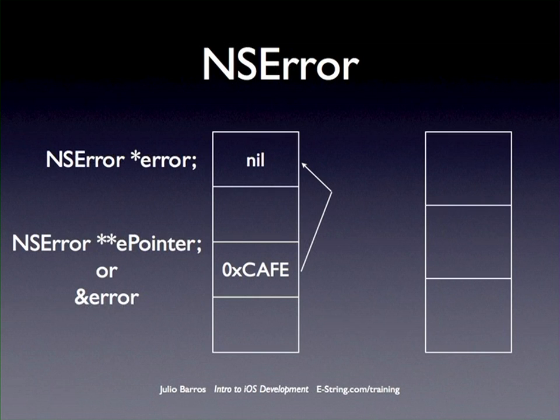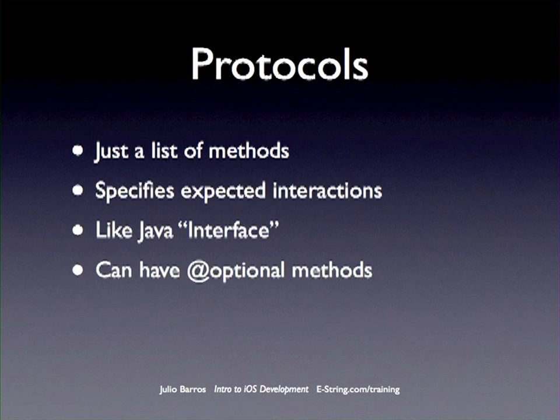In our spreadsheet-like diagram, it looks like this. We create a variable with the value nil. We send in its address. If something goes wrong, the system fills in that address with the address of an error object that has information on what happened. All right, we're almost done. Just a few more loose ends.